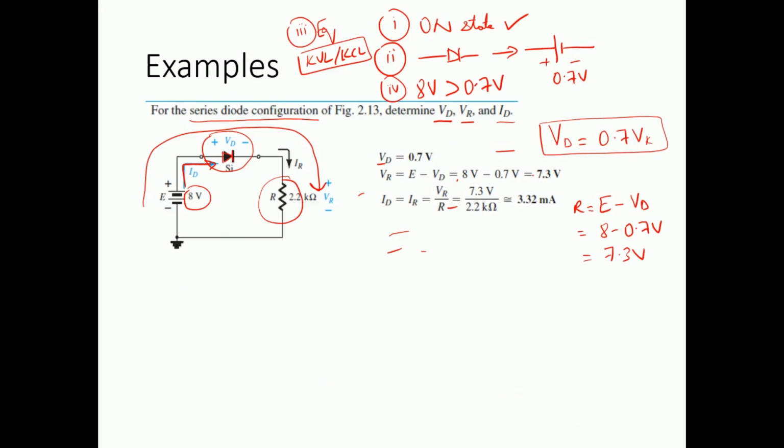You can also verify. This is the same result that we got for VD, VR, and 3.3 volts. So this is how we solve the series diode configuration.